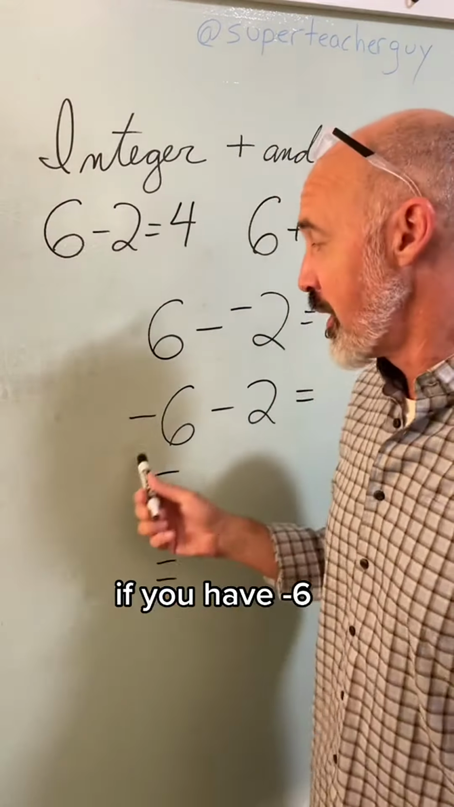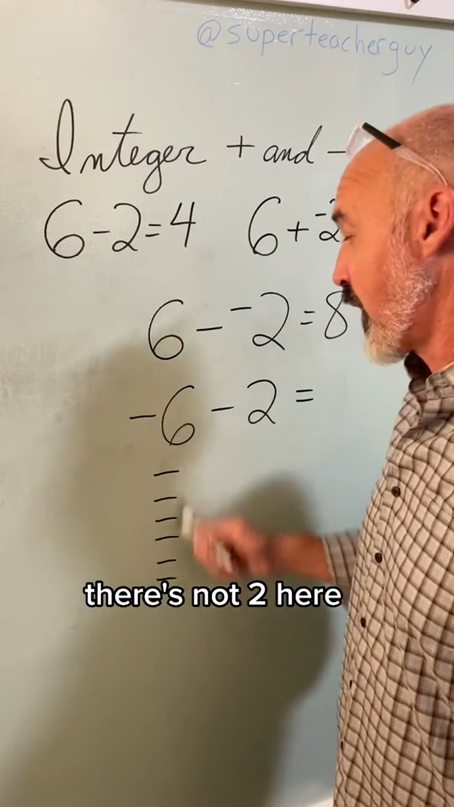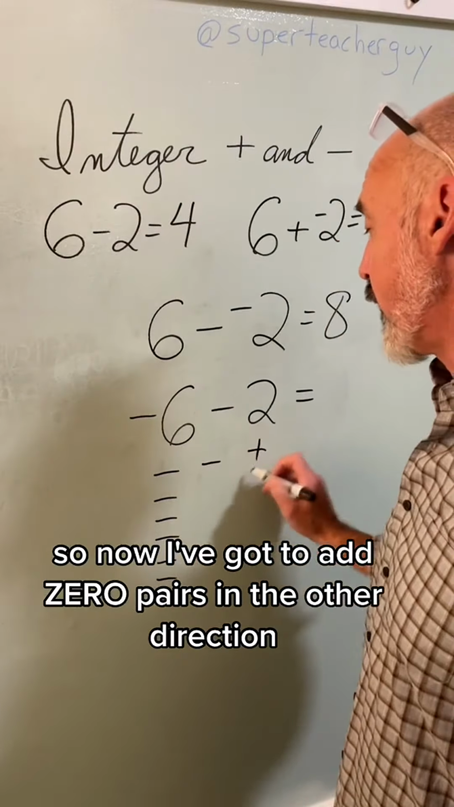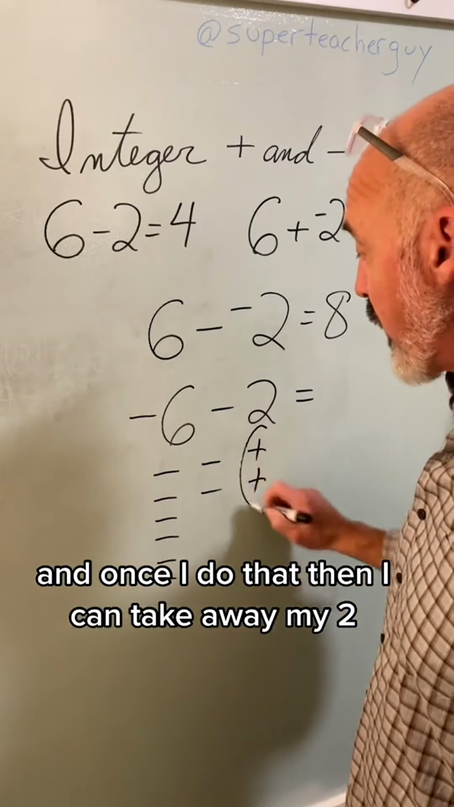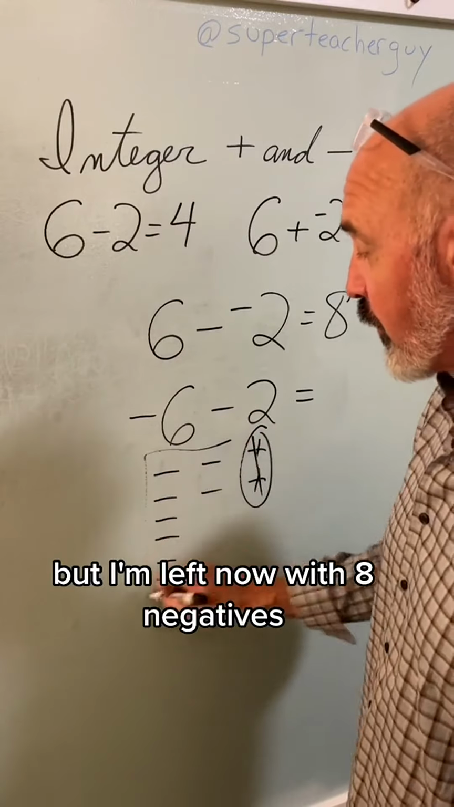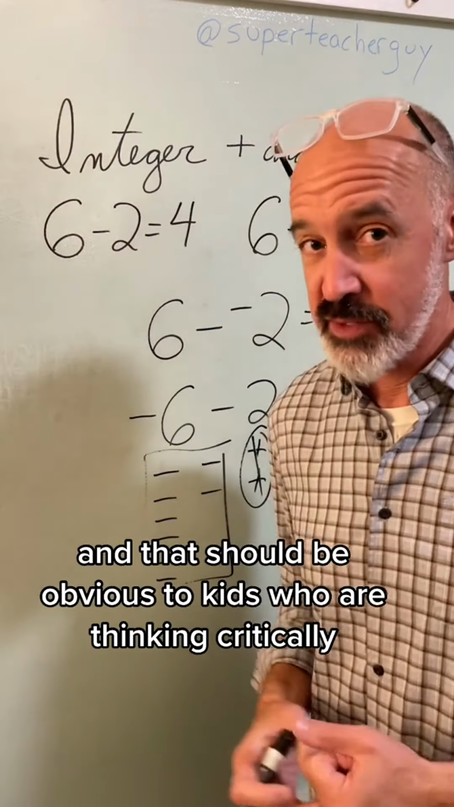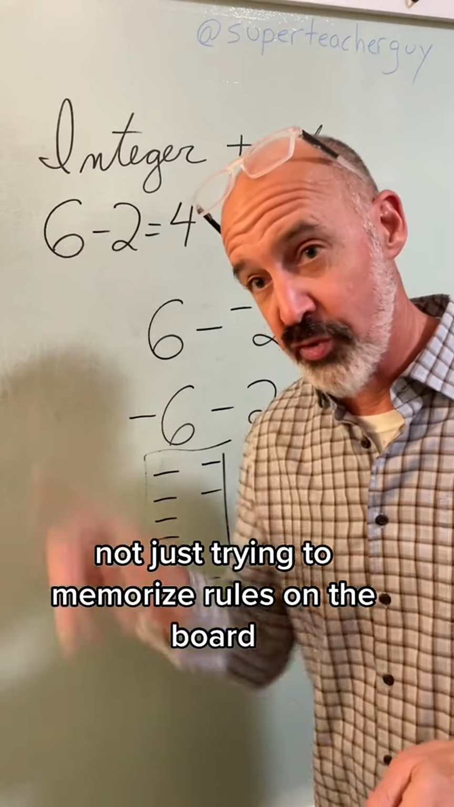In actuality, if you have negative 6, that's 6 negatives. To take away 2, there's not 2 here. There's just negatives. So now I've got to add zero pairs in the other direction. And once I do that, then I can take away my 2, but I'm left now with 8 negatives. And that is the answer. And that should be obvious to kids who are thinking critically, not just trying to memorize rules on the board.